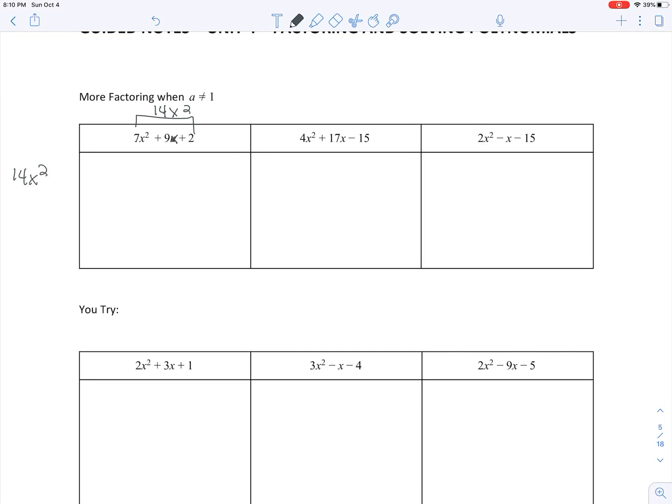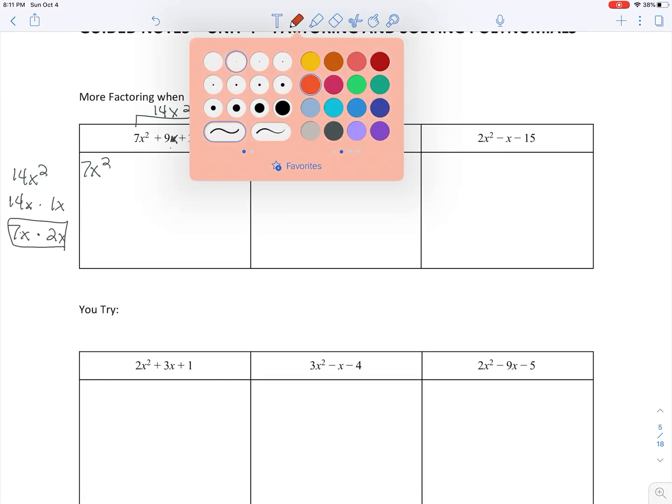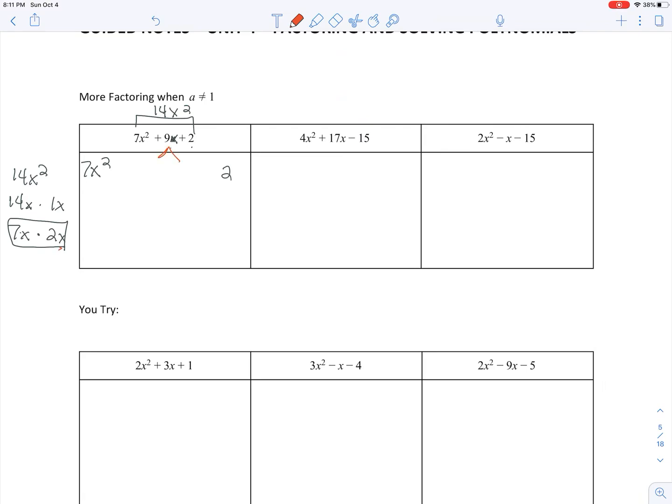So the factors of 14 are 14 and 1, and 7 and 2. That's it. And if I want a positive 9 in the middle, they both have to be positive because the end is positive. So remember, I write the first term, I write the last term, and then the middle term are my factors that I got here. So this is plus 7x plus 2x, and then a plus 2 that was already there.